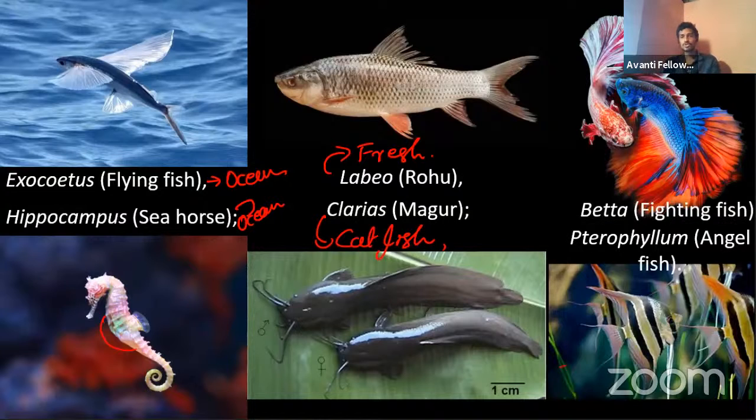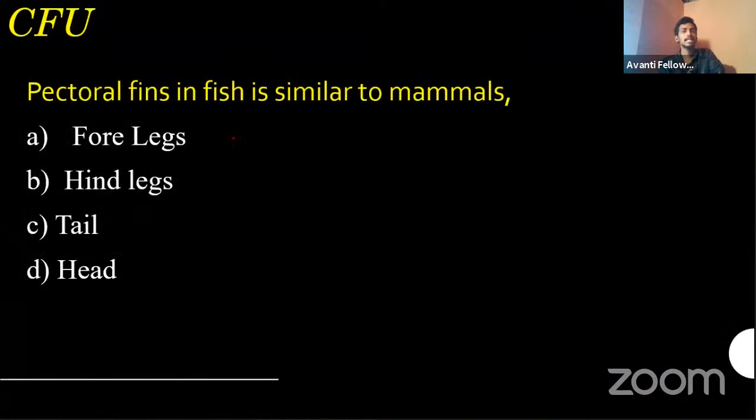So we will move on to the question. The question is simple, I think. The pectoral fins in fish are similar to which limb or organ of the mammal? Forelegs, hind legs, tail, or head. You can choose the answer. I'm launching the poll in 3 seconds.